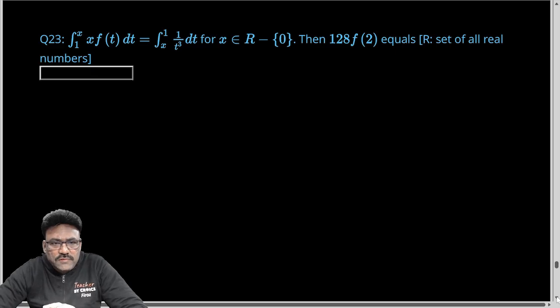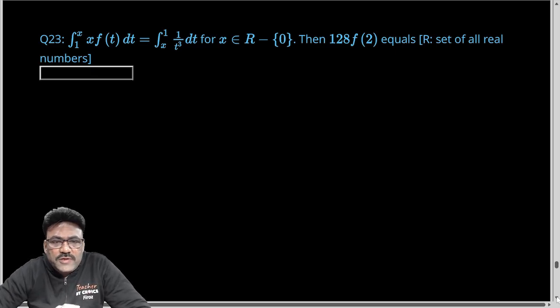Now let's see this question. This is from differential equations. You are given a differential equation here: the integral from 1 to 2x of f(t) dt, times the integral from x to 1 of 1 over t cube dt. So what will be 128 times f(2)?